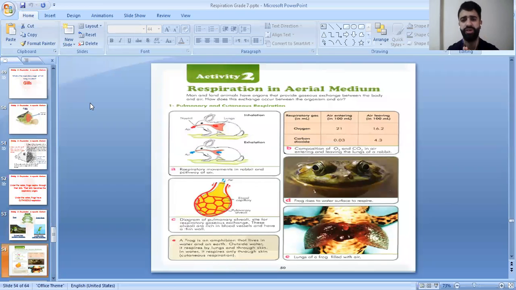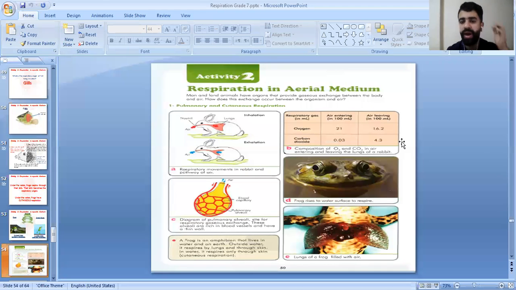We talk about respiration in air medium, pulmonary and cutaneous respiration. We have here the respiratory organs, the movement, and the pathway of the air. The air enters through the mouth and the nose, and the lungs will be inflated during inhalation and deflated during exhalation. This is a rhythmic movement and it occurs periodically. It's a rhythmic movement that allows the entry and the exit of air.